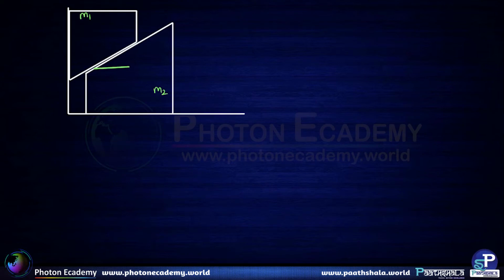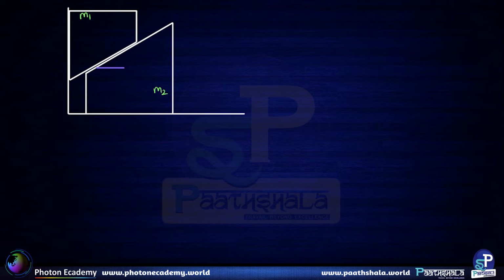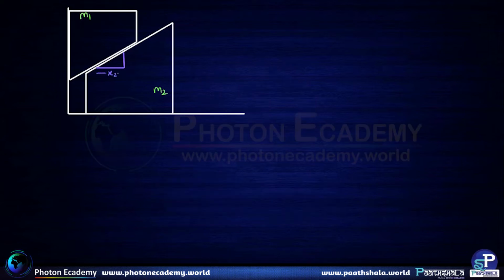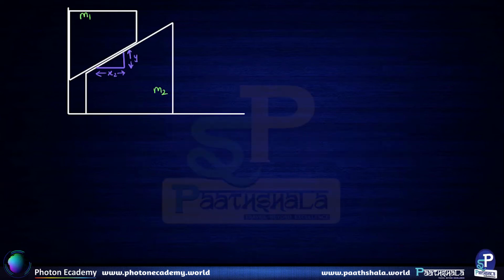If the block of mass m2 shifts towards the right hand side, then the block of mass m1 will have to come down in order to occupy that space. So if the block of mass m2 shifts towards the right hand side with x2, let us say x2 is the displacement of block m2 towards the right hand side, the block of mass m1 will have to come down a distance, let us say y1.